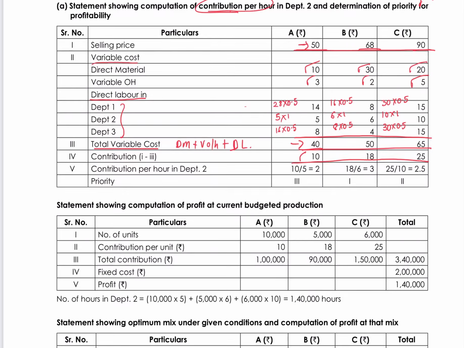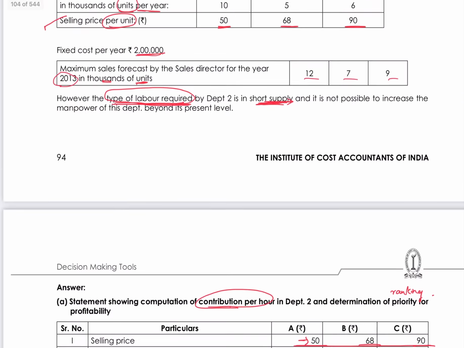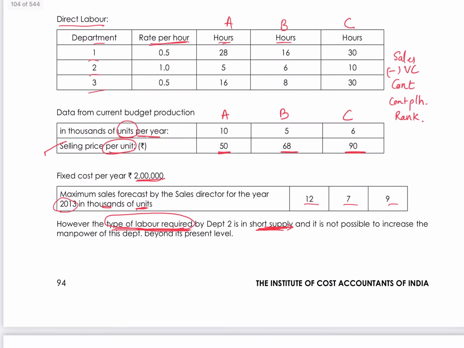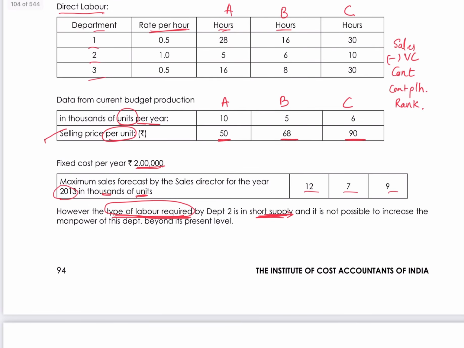So we will do contribution divided by hours for the product A to make. What is the total hours product A requires? We will go to the question and see.